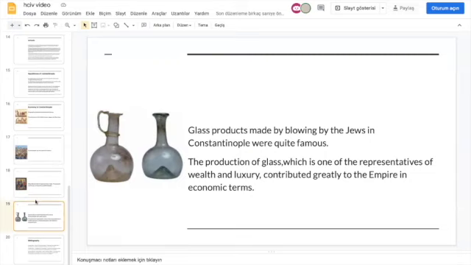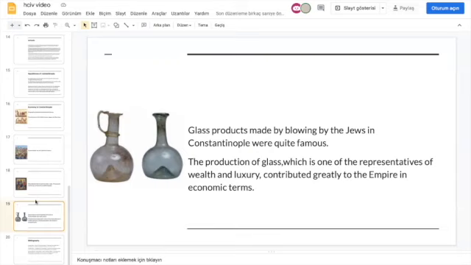Silk production has an important place in Byzantine trade. This economic activity was carried out by the established guilds. Bright colored silk fabrics produced by Byzantium were made in Constantinople. Thessalonica and Greece, after Egypt and Syria, fell into the hands of the Muslims.